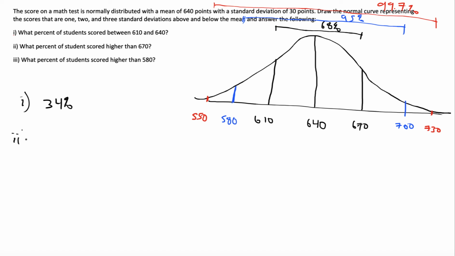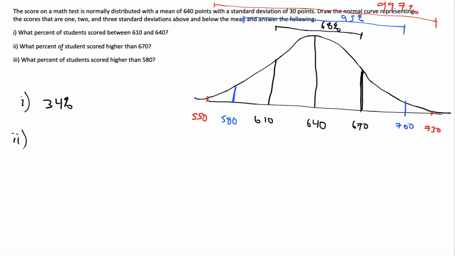What percent of students scored higher than 670? Well, here's the 670 mark, and we want to get the percentage that is above 670. You've got to be careful with this. How are we going to figure that part out? Strictly above 670. Well, we know that each of these parts here are 34%, because this is the middle part. So 34% here, 34% here. But we also know that this is the halfway point, so 50% of the data values are below this.